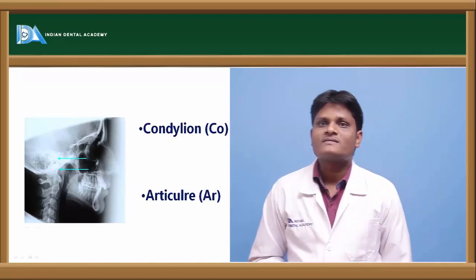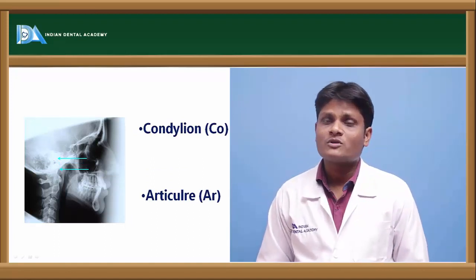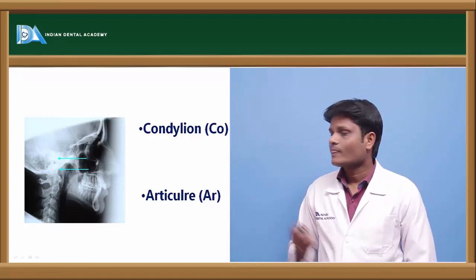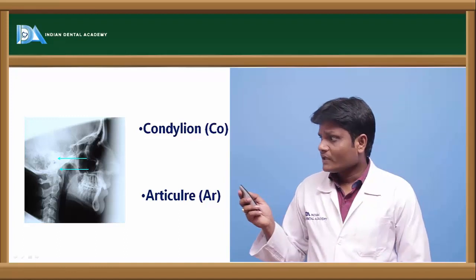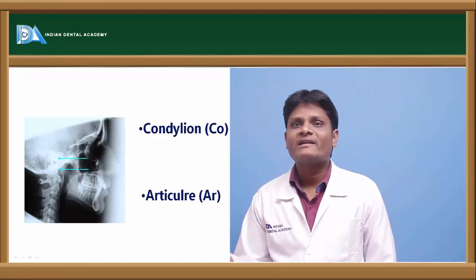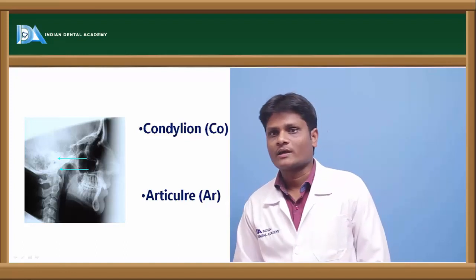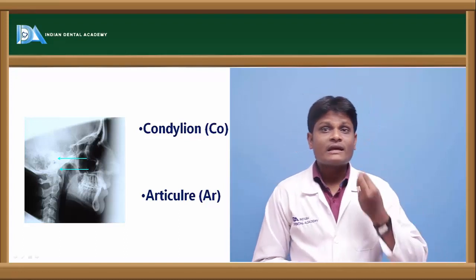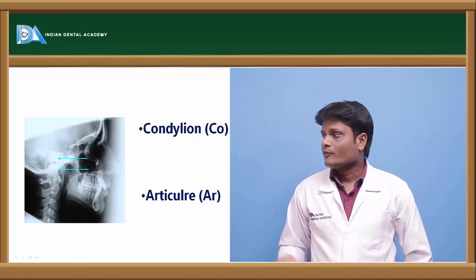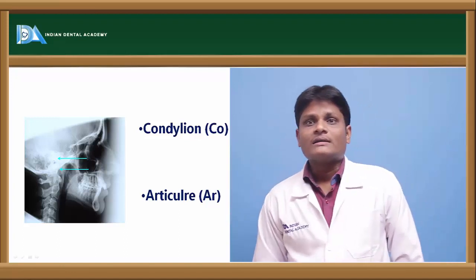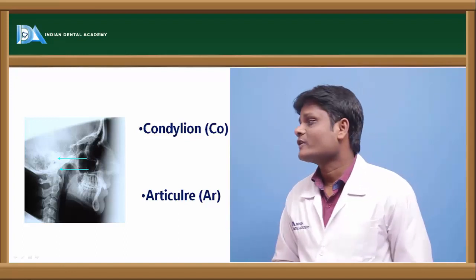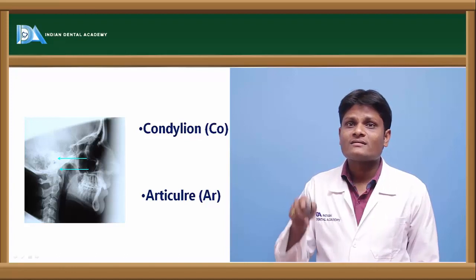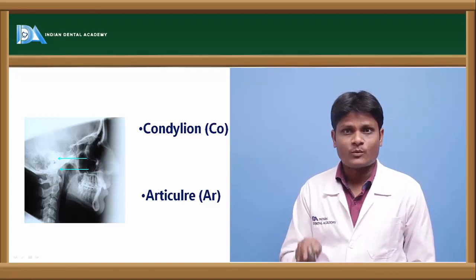Next, condylion. The superiormost point on the bony condyle or mandibular condyle is called condylion. Condylion is also a bilateral landmark because we have the left condyle as well as the right condyle. Now, the next important landmark is articulare. Articulare is a derived landmark. It is not anatomically present. If you look at the lateral cephalogram clearly, there is an intersection of the sphenoid bone with the neck of the condyle. This point of intersection is taken as articulare, and it is a derived point.